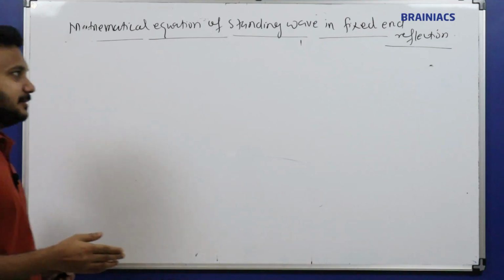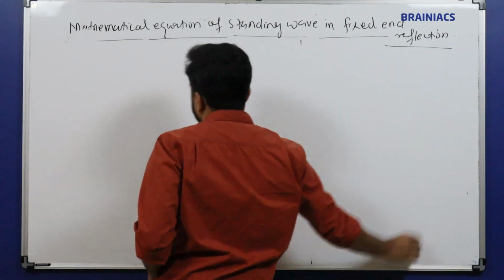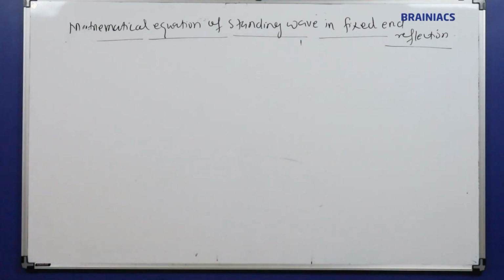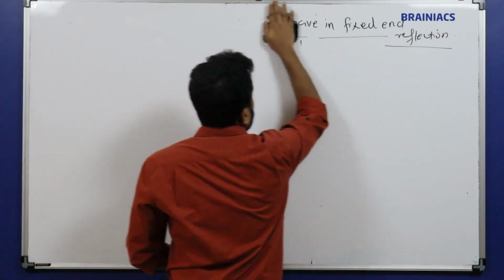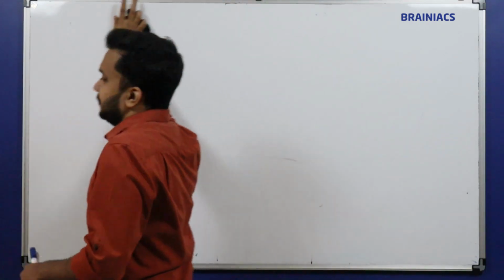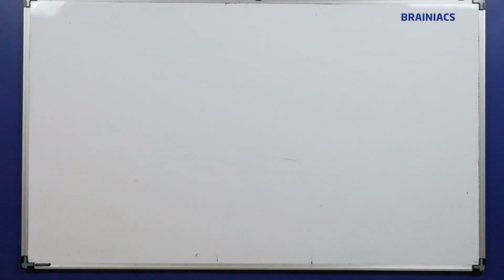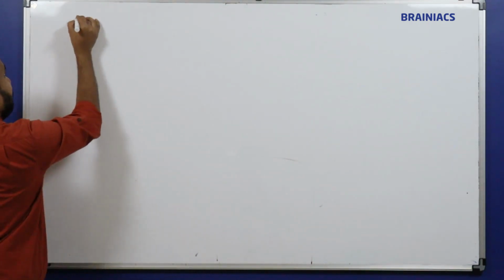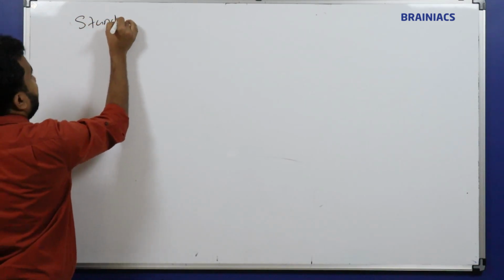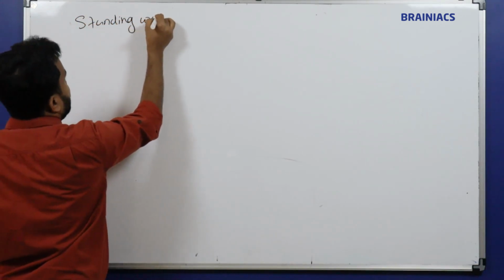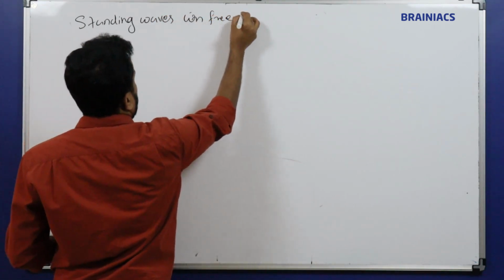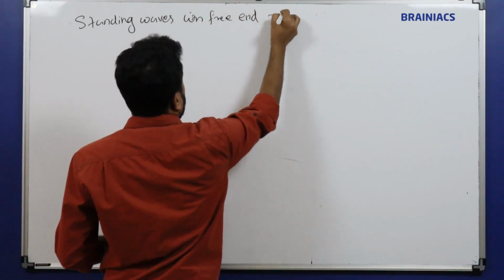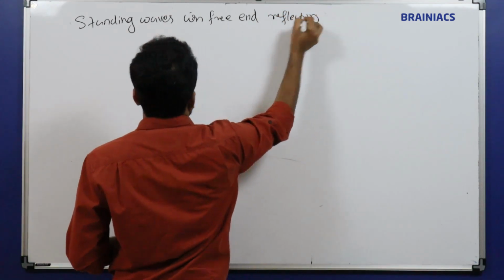Okay. So the very simple one is standing waves with the fixed end. If you know the fixed end, the free end is nothing. What is the difference between fixed and free end? It's quite simple, right? Okay, so let's write the heading called standing waves with free end reflection. Free end reflection can also create standing waves.